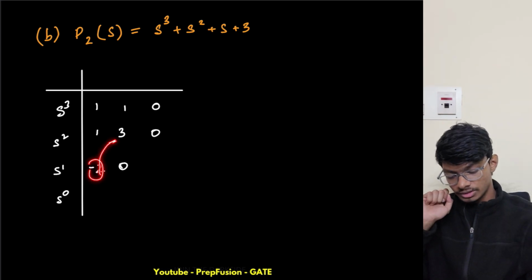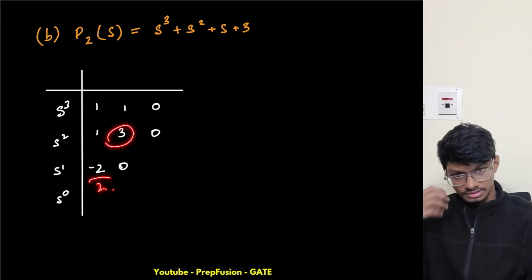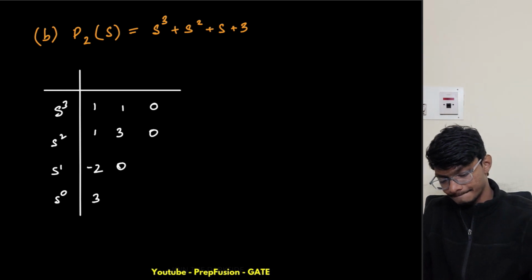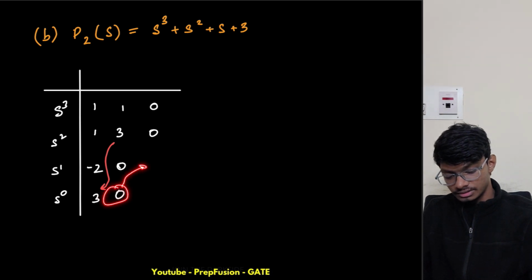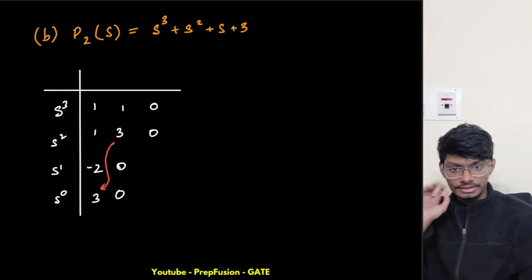So this is minus 2 times 3 minus 1 times 0, which is 0, divided by minus 2. So I get 3 itself. And the next elements are 0. Why? Because the elements after this in the column are 0. That's why I get 0 over here, and 0 over here.